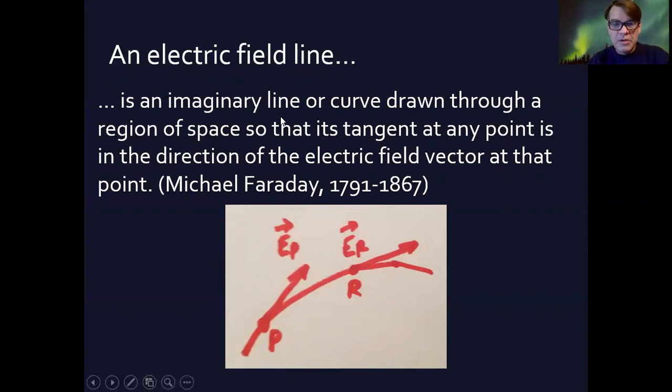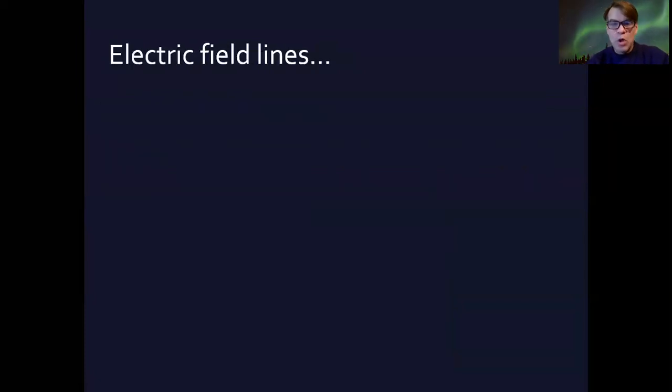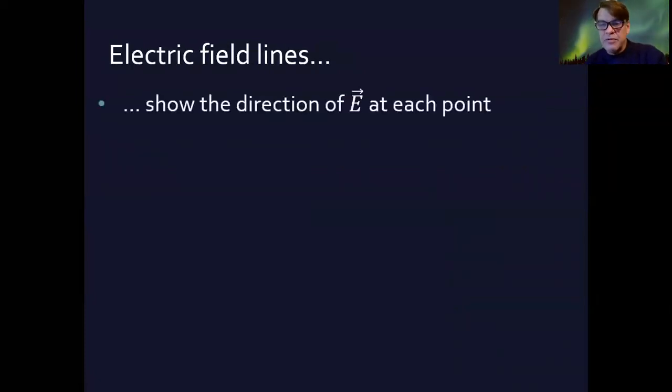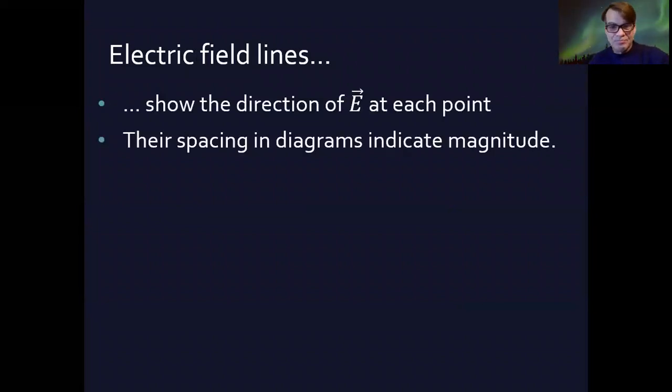And so an electric field line is an imaginary line or curve drawn through a region of space such that its tangent at any point gives us the direction of the electric field vector at that point. Okay, some characteristics of electric field lines. They show the direction of the electric field at that point. I think I just said that.